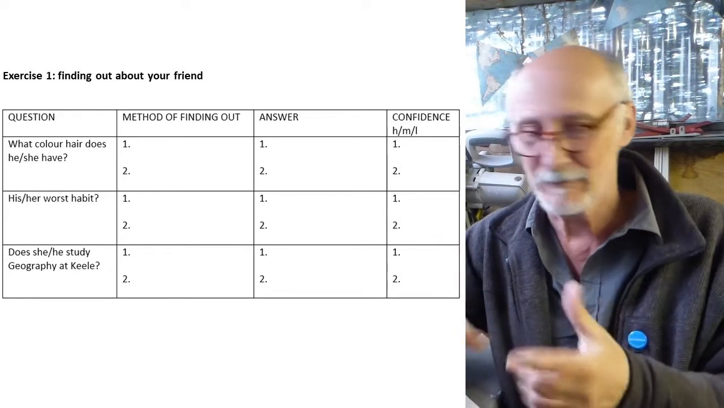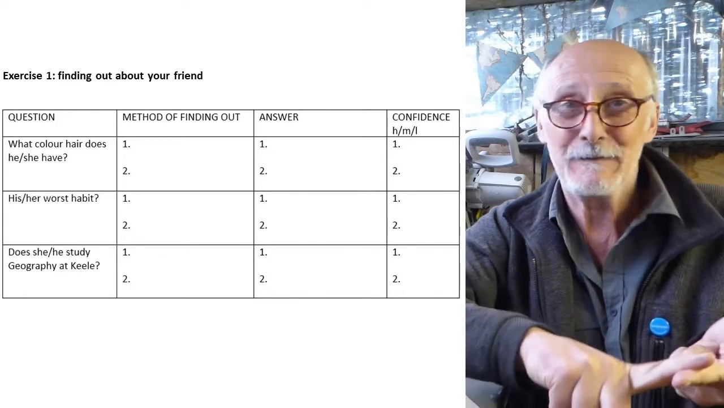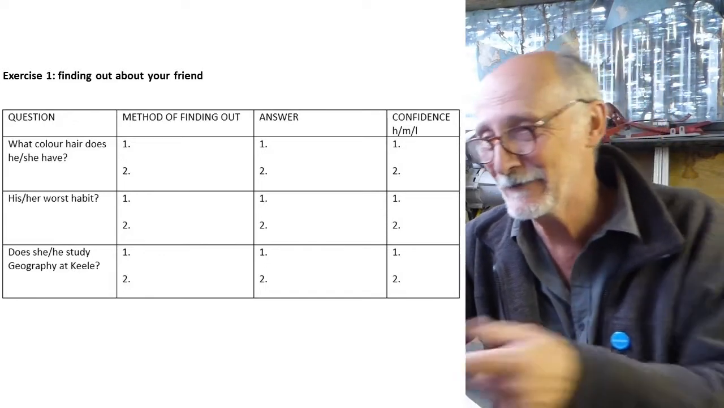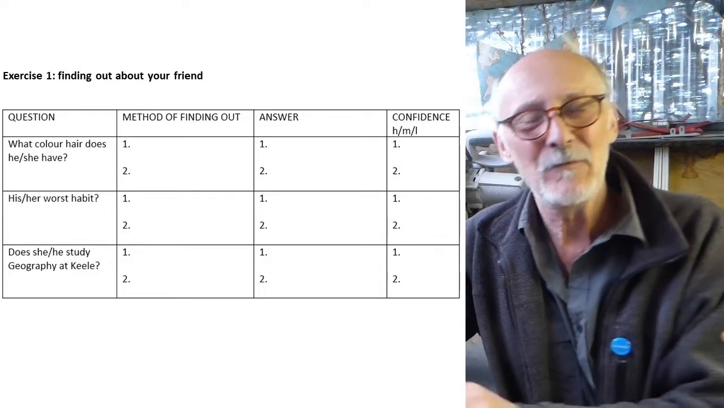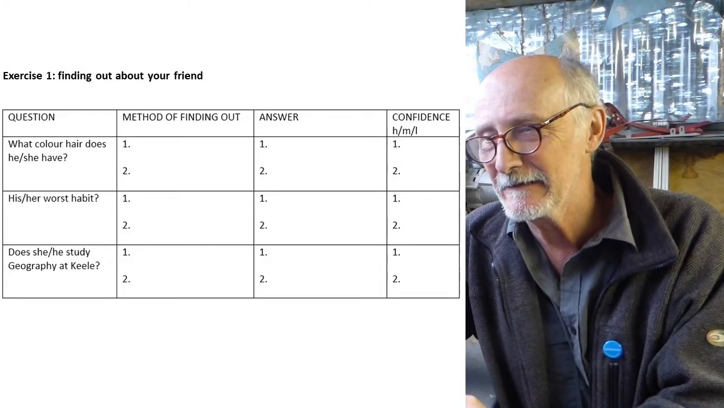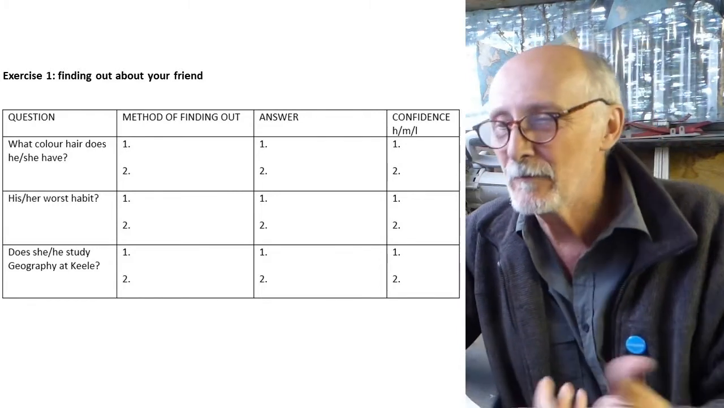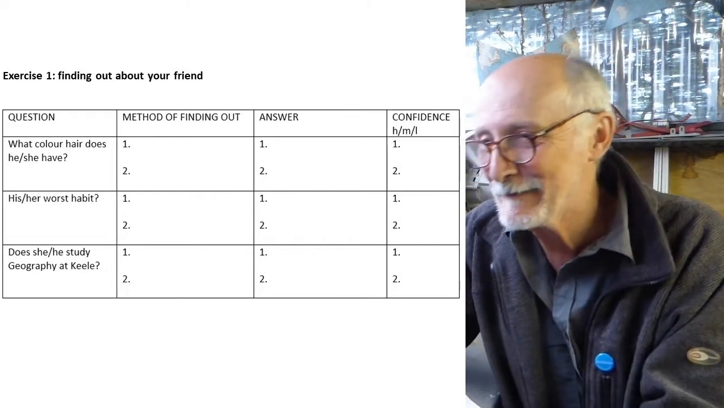But even keeping it simple, you look at their hair colour or you ask them for their answer to what their hair colour is. What answer might they say? And which are you going to have most confidence in? Let's move on. Try the other one, the worst habit. What's your friend's worst habit?